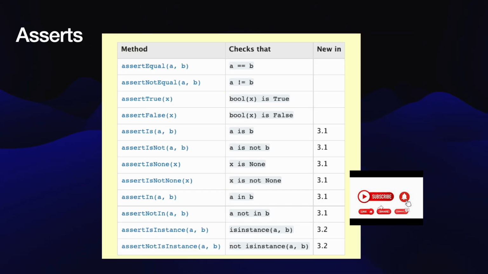Here is the list of asserts which I mentioned. Here you see there is assert equals, which checks whether A is equal to B. Assert not equal checks that A is not equal to B, and so on and so forth.